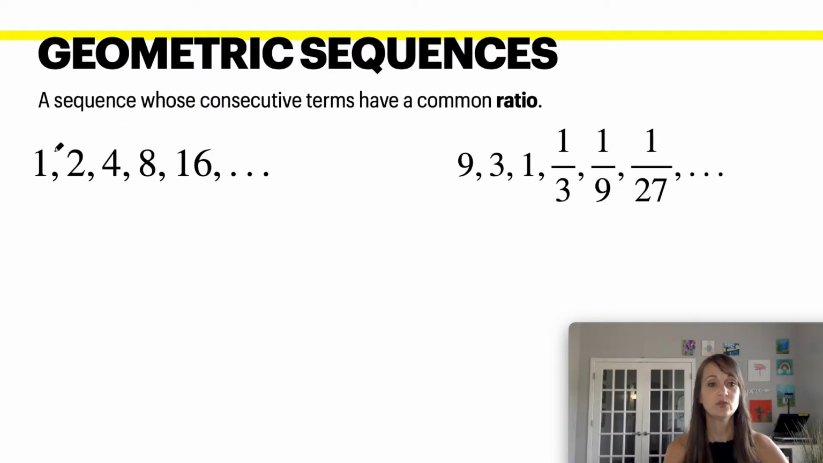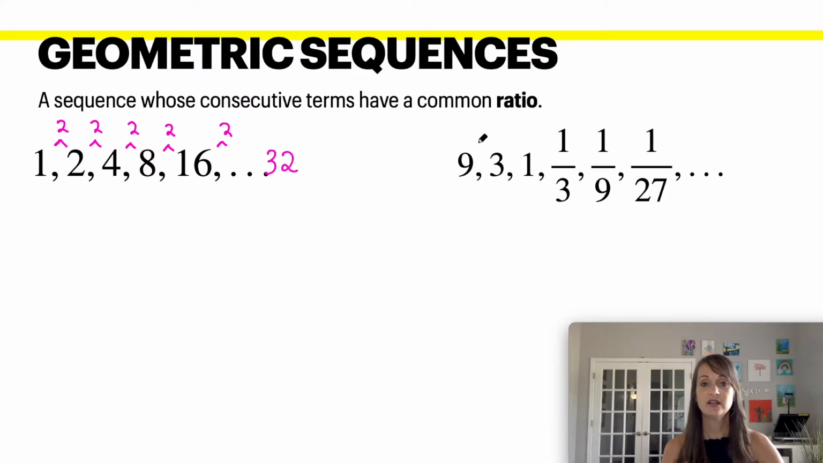So if you notice in this sequence, if you multiply by 2 every time, you will reach the next term of the sequence. So in this case, the next number in the sequence should be 32. Here's where you have to be careful. You cannot say divide, it has to be multiplied.